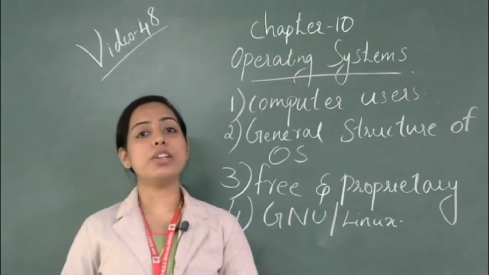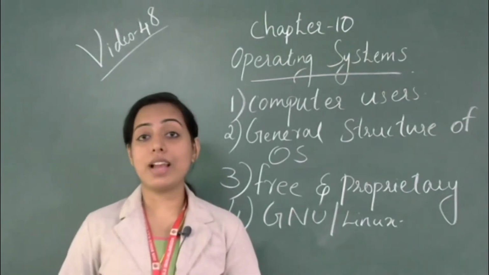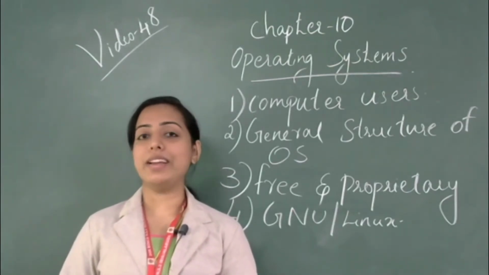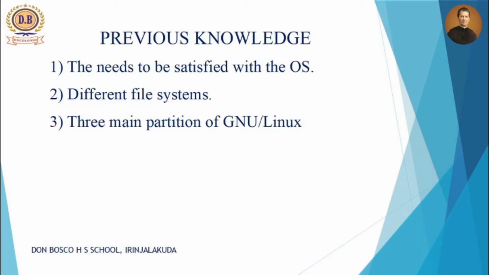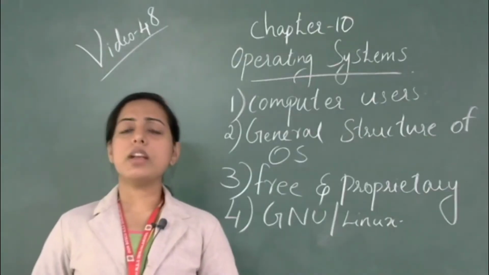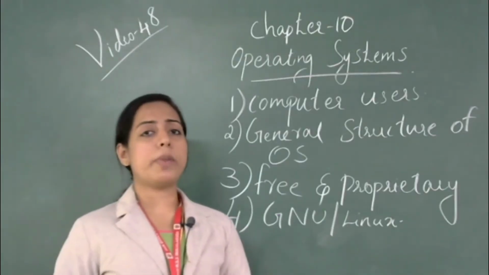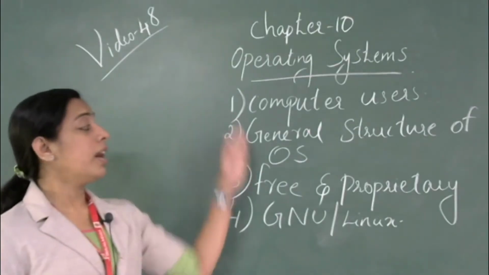Before starting today's session, let us look at the slide to understand what we had discussed in our previous class. Three topics that we have discussed in our previous classes: the needs to be satisfied with the operating system, different file systems in the operating systems, and the three main partitions of GNU Linux, which are root, home and swap.